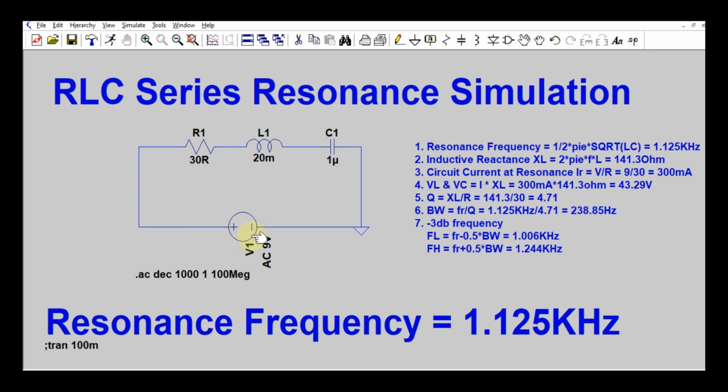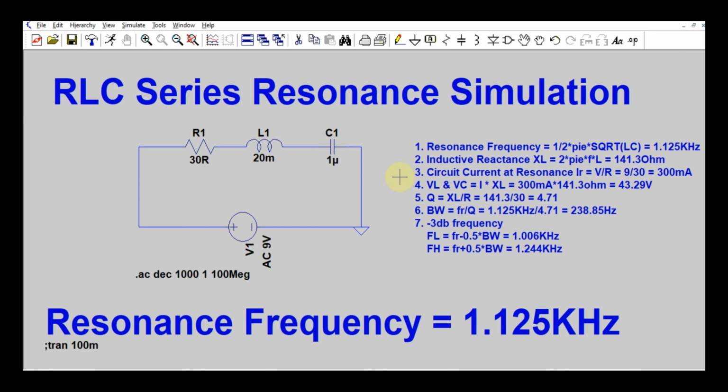So you can see this is the circuit diagram of the RLC series resonance circuit. The value for R1 is 30 ohm, the value for L1 is 20 millihenry, the value for C1 is 1 microfarad, right? And here you have a small AC signal, right?